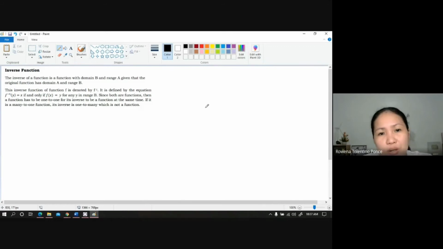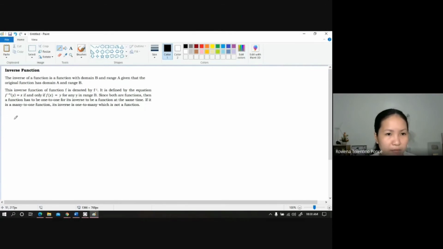So since both are functions, a function has to be one-to-one for its inverse to be a function at the same time. If it is a many-to-one function, its inverse is one-to-many, which is not a function. It is clearly stated here that if the given is not a one-to-one function, the inverse is not a function. So dapat malinaw sa atin, sa umpisa pa lang, para hindi ka na ma-stress, ay masabi mo na kung one-to-one yung isang function or hindi.